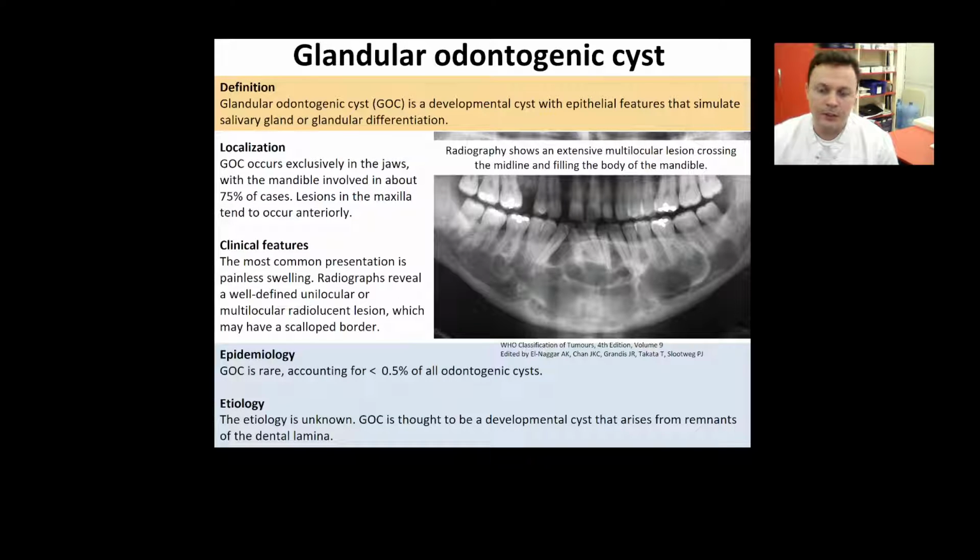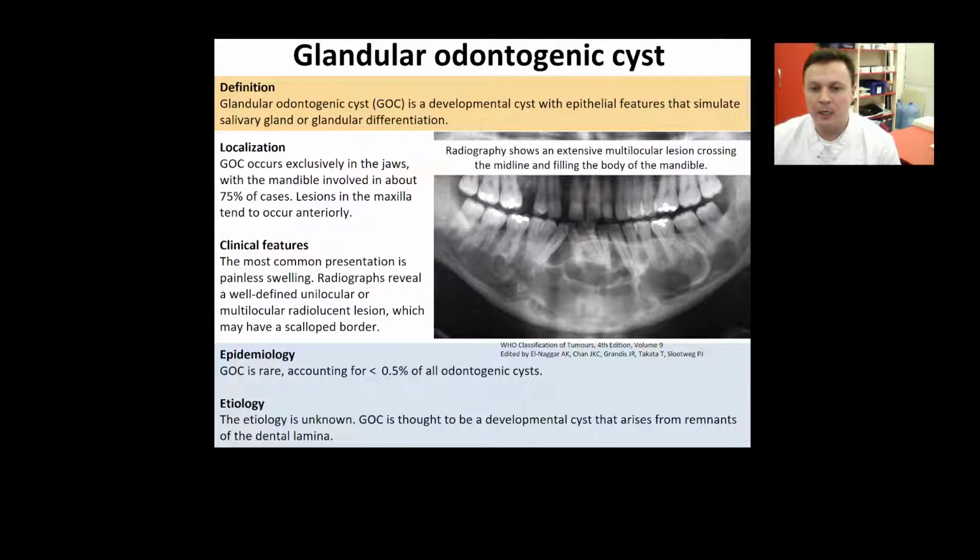Glandular odontogenic cysts. Glandular odontogenic cyst is a developmental cyst with epithelial features that simulate salivary gland or glandular differentiation. GOC occurs exclusively in the jaw, with the mandible involved in about 75% of cases. The most common presentation is painless swelling.